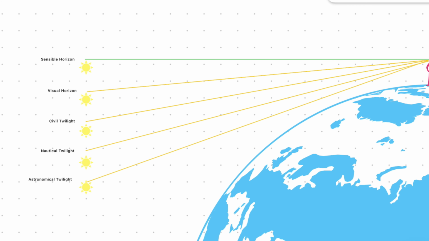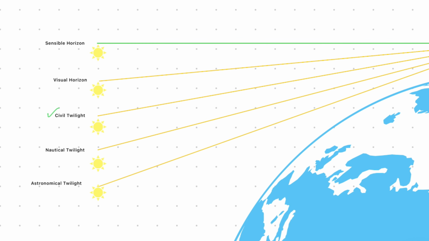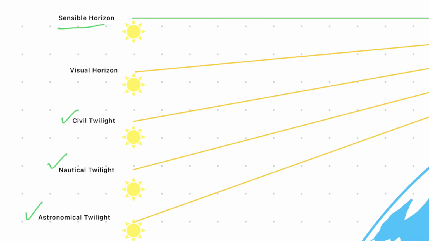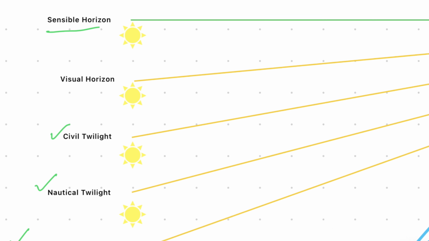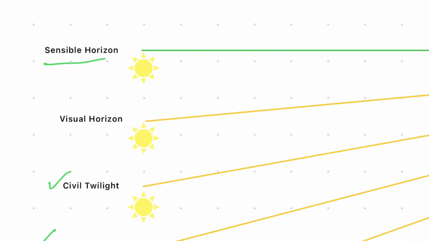Now we have three types of twilight: first is civil, then nautical and astronomical. And there is one more thing, sensible and visible horizon. So what is the sensible horizon? The horizon which is visible to our naked eyes regardless of any atmospheric refraction, that is the sensible horizon. And the sensible horizon is above the visible horizon, and visual horizon and visible horizon are the same thing. The twilight period is related to the sun's center being below the sensible horizon, and the center of the sun is approximately 50 minutes of arc below the sensible horizon.